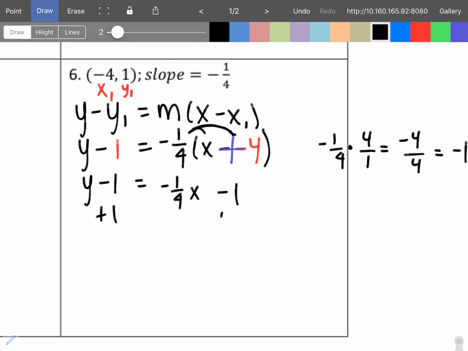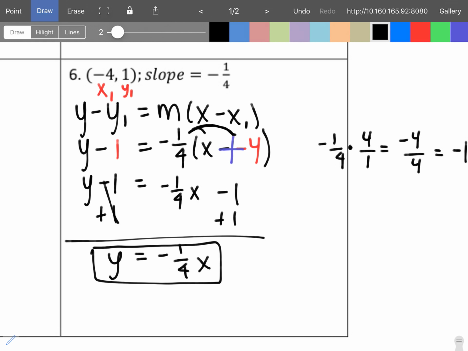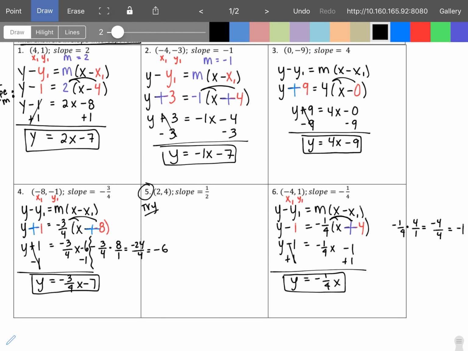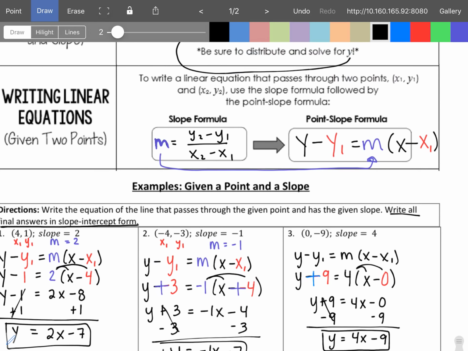Now I'm going to add 1 to both sides. y equals -1/4 x. -1 plus 1 is just 0. So that's it. We don't need to put that plus 0, but if you put plus 0, it's not wrong. Okay, I want you guys to try 5, and now we're going to look at the second piece.